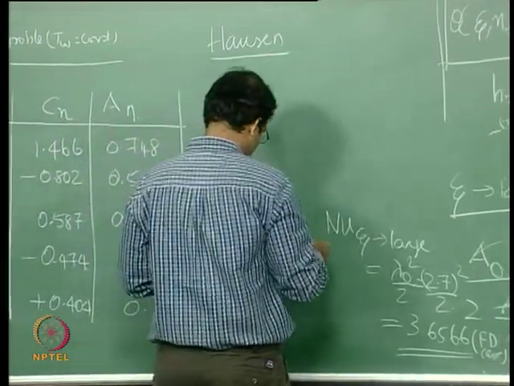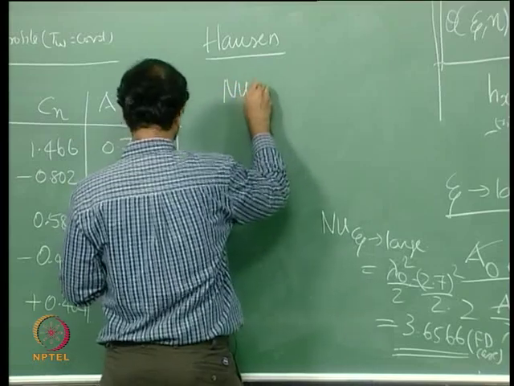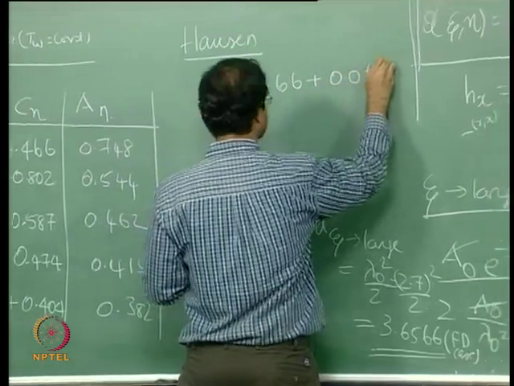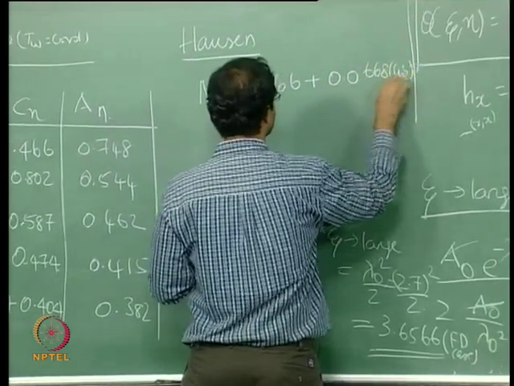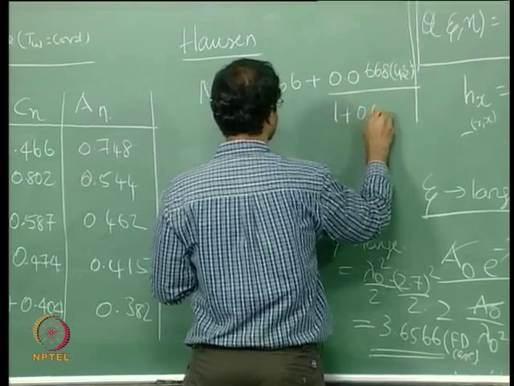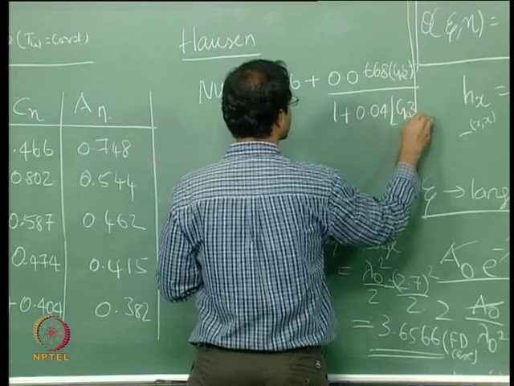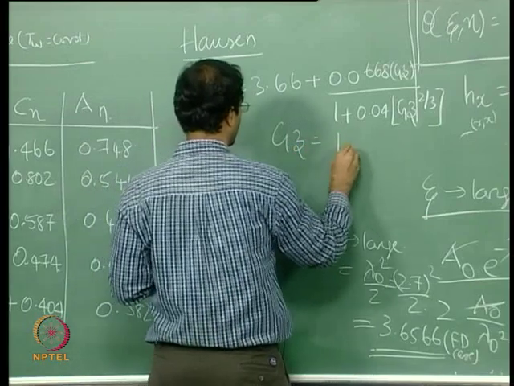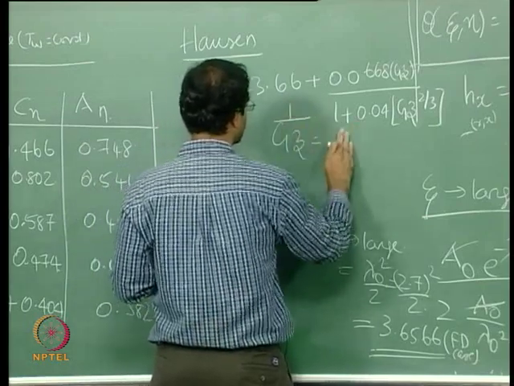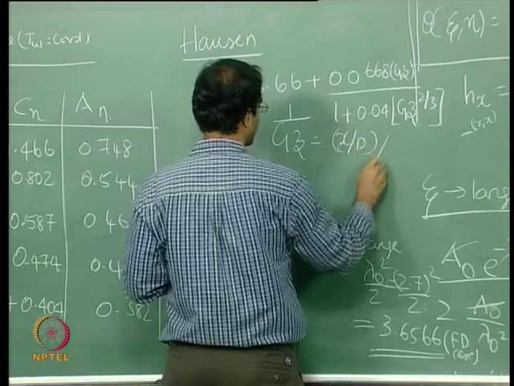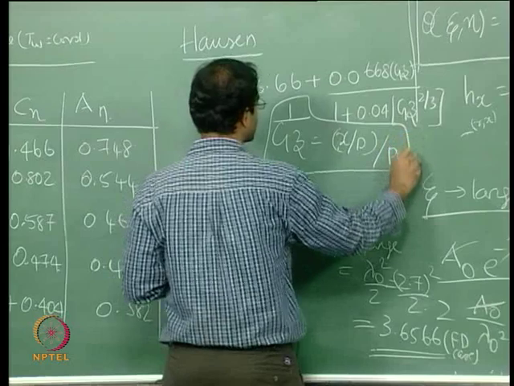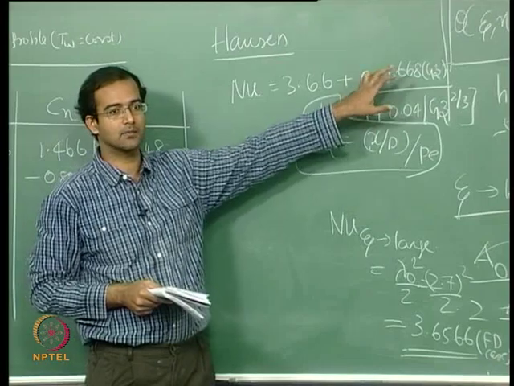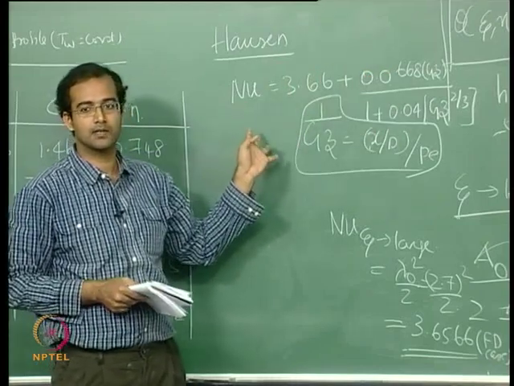So that is a very famous correlation, which goes as Nu is equal to 3.66 plus 0.0668 times the Graetz number divided by 1 plus 0.04 times the Graetz number to the power 2/3, where your Graetz number is defined such that 1 by Graetz number is basically x by d by Peclet number. So this is a very simple correlation: you just substitute the axial location in non-dimensional form as the Graetz number into this expression and you directly get your local Nusselt number.